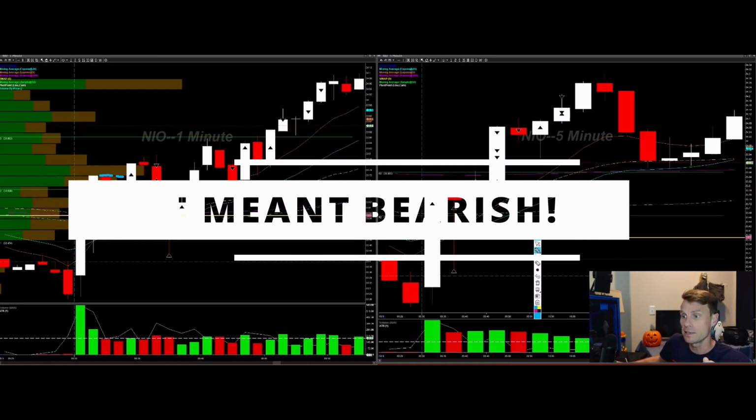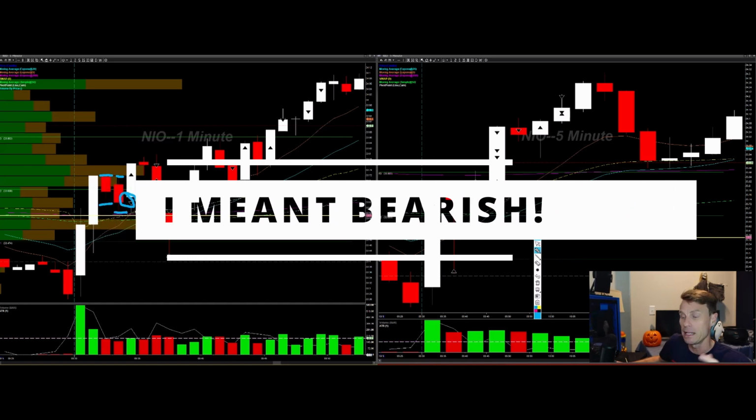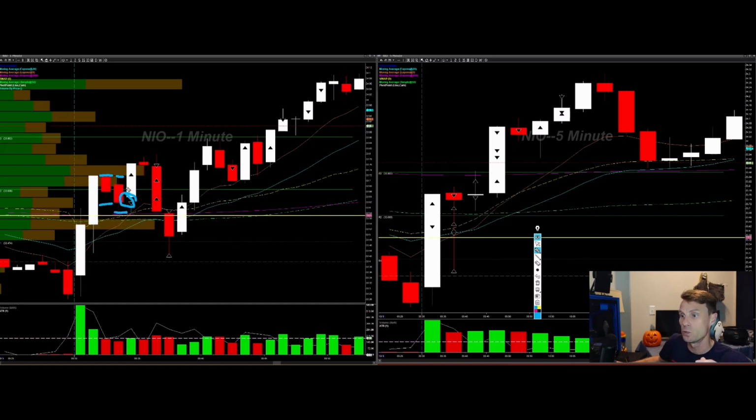When I took this entry for the short, basically was looking for this to close around this area and then for this candle to pop back down, basically move back down, and on the 5 minute I was looking for a rejection and a move back down through the VWAP. Unfortunately we didn't get that. What we got was a bounce directly off of the VWAP on this green candle.